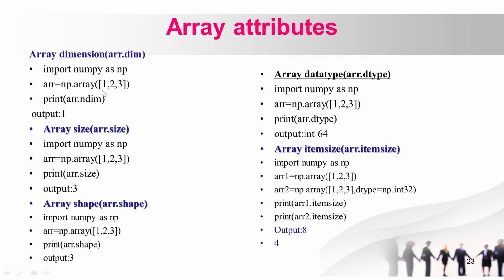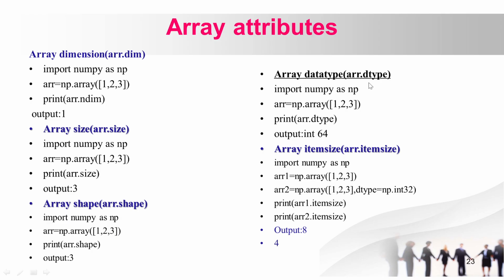So it gives the dimension. It is a single dimension, so the output is 1, using the command arr.ndim. The next thing is the size of an array. The command is arr.size. I have just changed the same command to arr.size. It gives the number of elements in the array, so it prints the output as 3. Now we move on to shape. In the same command I am just changing it to shape. It gives 3 rows, 1 column, so it gives the number as 3.